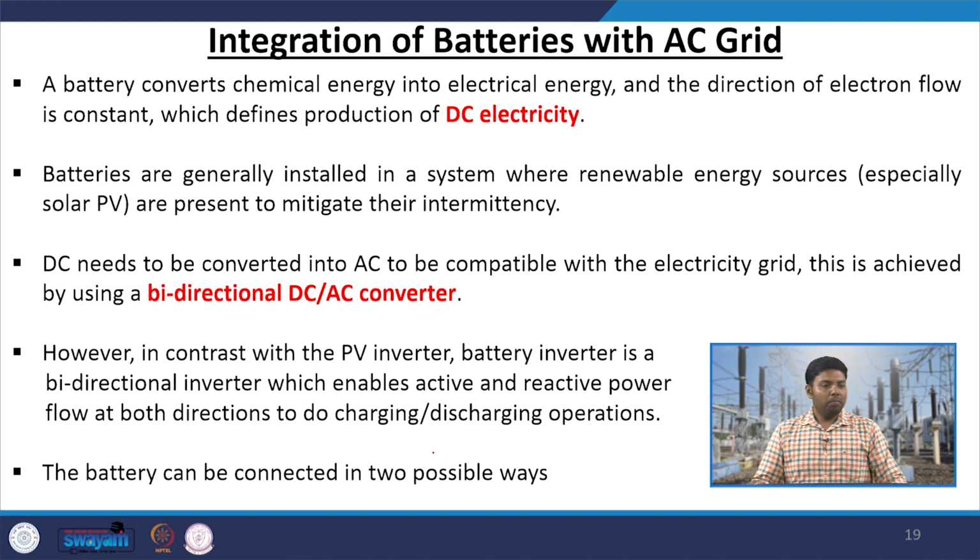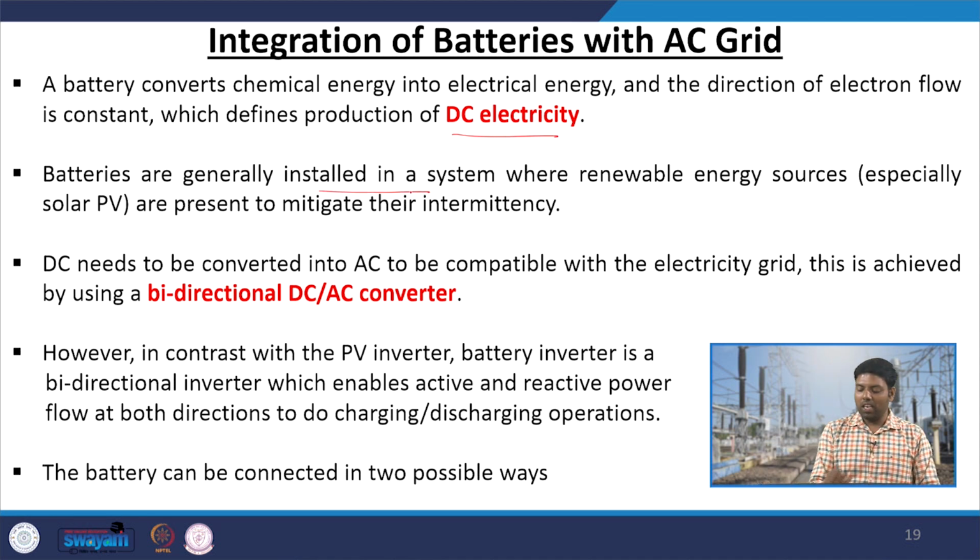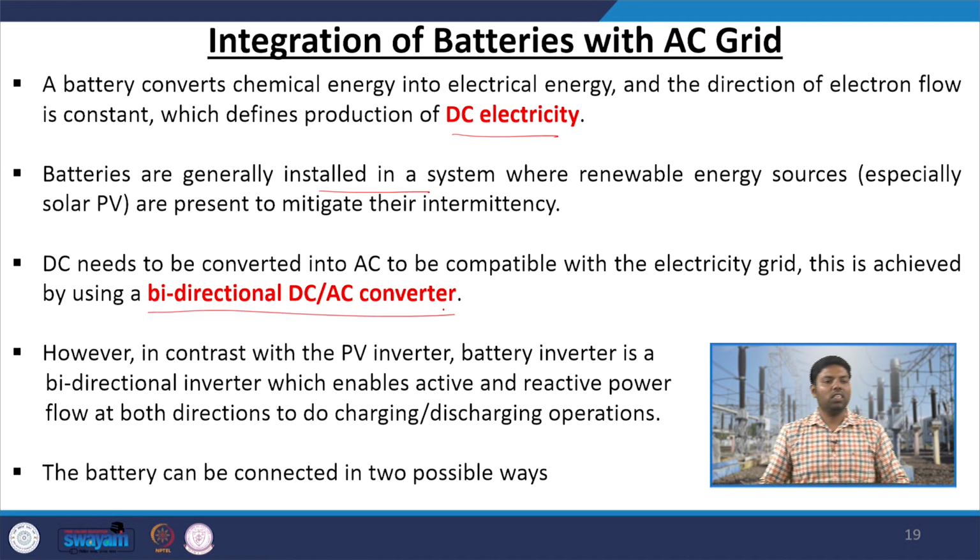So, again, a battery is DC powered equipment, which means you will only get unidirectional power flow from the battery. So, you get DC electricity. To connect that with the AC grid, you need a mediator, and that is done by a bidirectional AC-DC converter. Now, why do we want bidirectional? We will come to that.